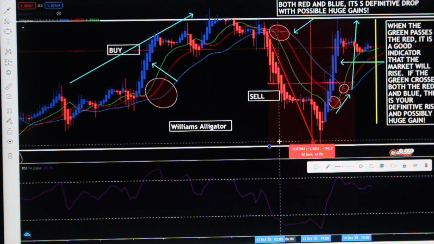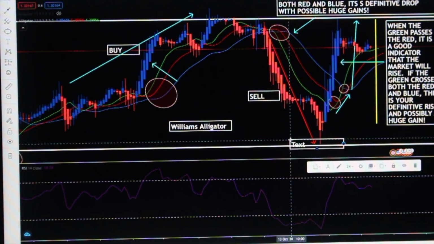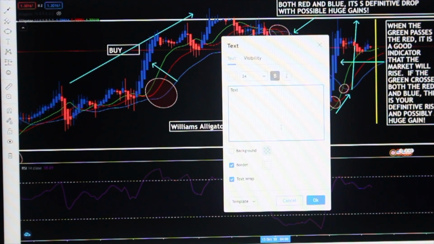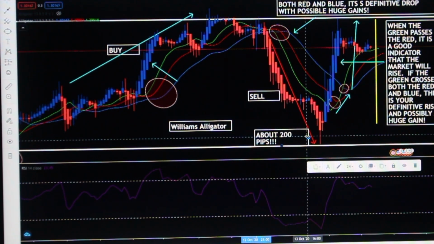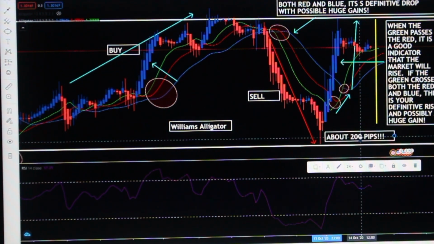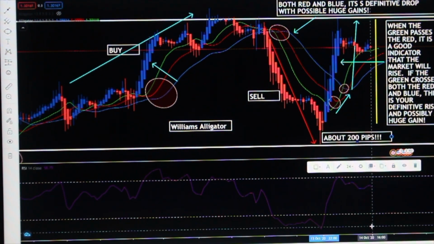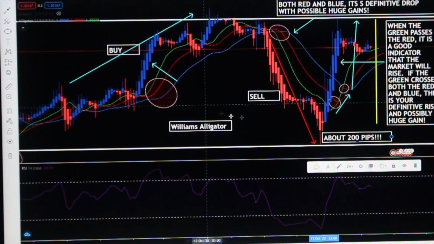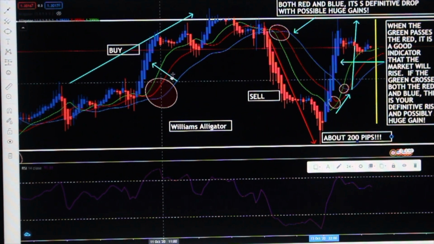Now when it passes the red or the blue, just one of them, then you know, hey, this is an alert, it's going this way, it's a good chance that it's going to go into a huge gain. But when it crosses both lines, that's your key indicator and alert that, hey, this is a long-term play. It's going to go down. It's going to go up. And look at that, about 200 pips. Now take that on a standard. What is that? $2,000, in one day, half a day, whatever that is right now. That is the big swing play. You can do that on the alligator.